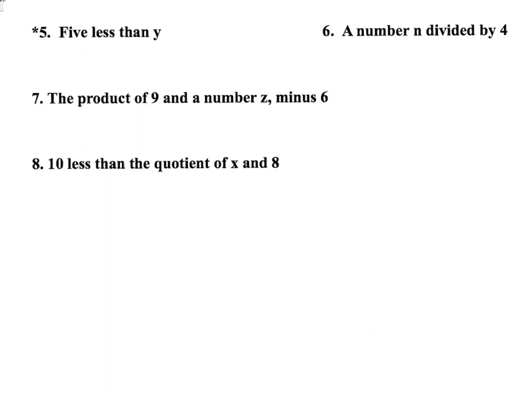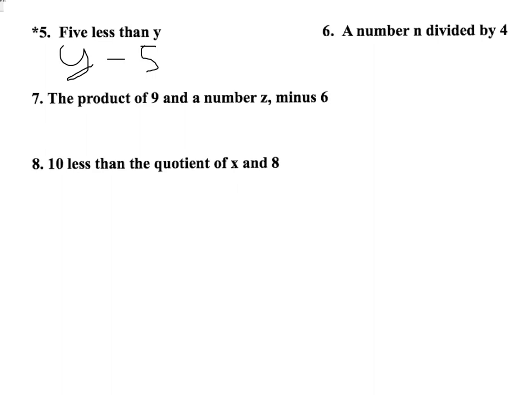Number 5, let's go with 5 less than y. Okay, this is probably the hardest one, that's why I put a little star by this. Alright, so 5 less than y. A lot of times we want to start with a 5, but it's less than y. So that means we need to actually start with our y here. Okay. So if it's 5 less than y, we need to take away 5 from y or subtract 5. So this will be y minus 5.